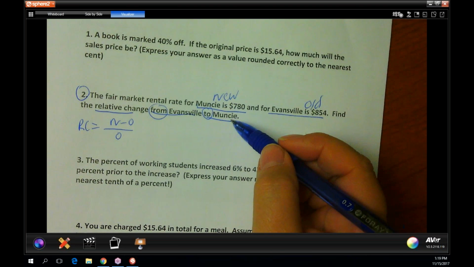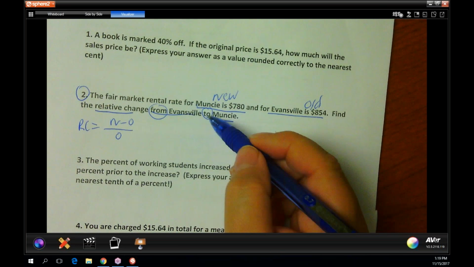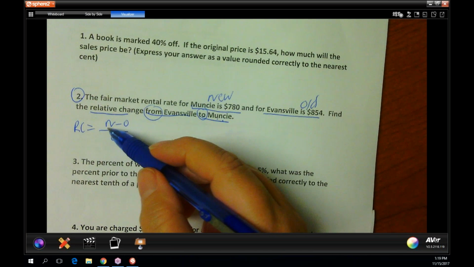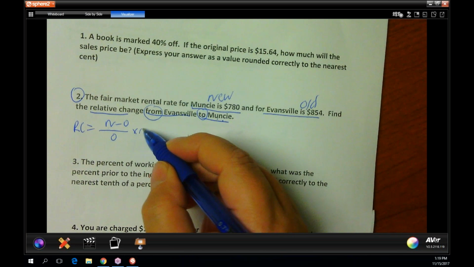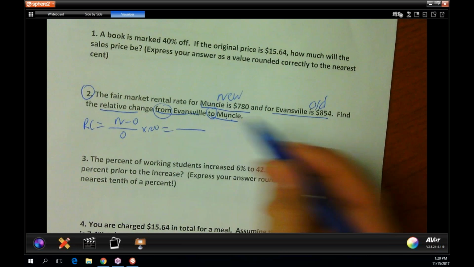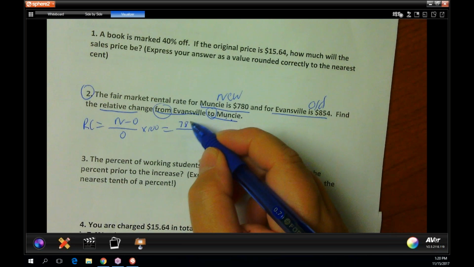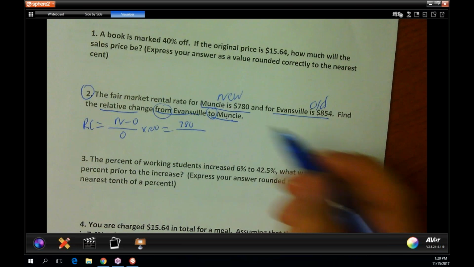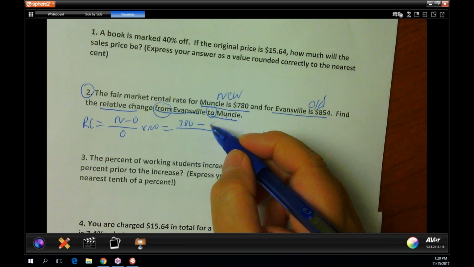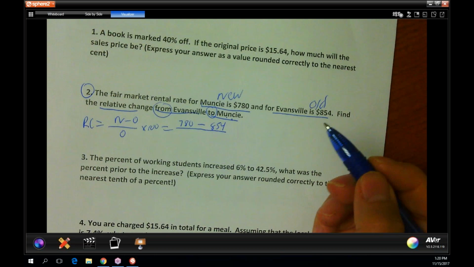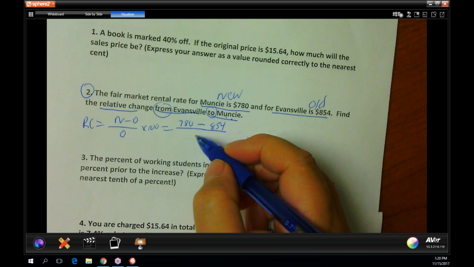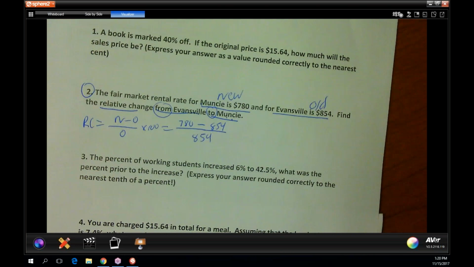Okay. Our new has to be Muncie. From Evansville to Muncie. Old is Evansville. New is Muncie. Relative change, new minus old over old. Then multiply by 100 to make it a percent. So we have new 780 minus old Evansville, which is 854, divided by 854.